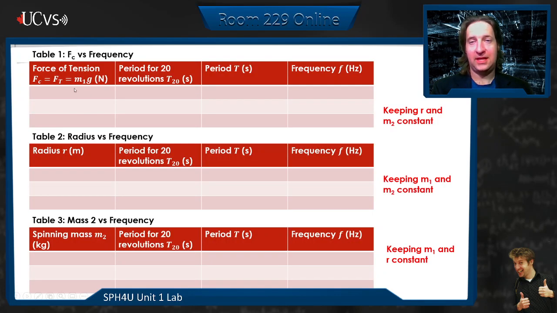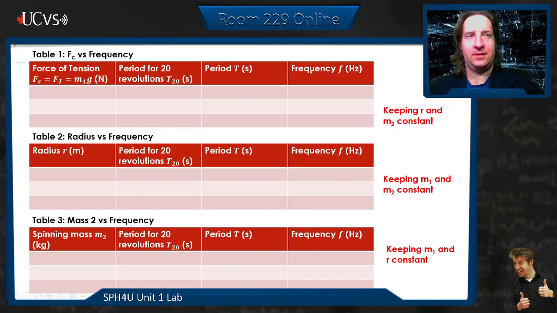And remember, that tension force on the string caused by that mass is going to be the same as the centripetal force that's acting on the spinning ball. Okay, so that's going to be my FC. Then you're going to count 20 revolutions and record the time. Then divide that by 20 to get the actual period. And then invert that. 1 divided by the period will give me the frequency.